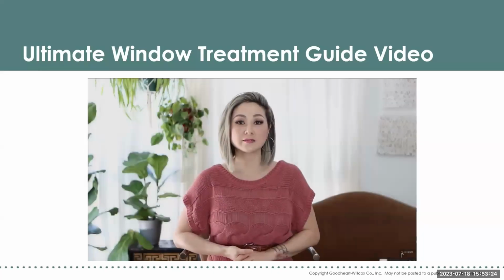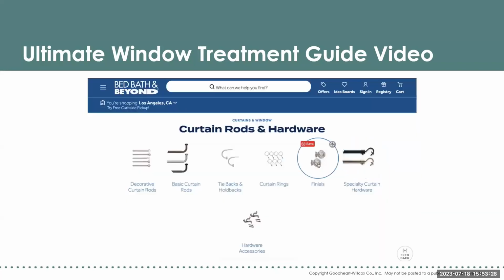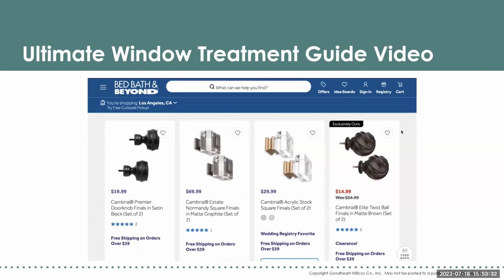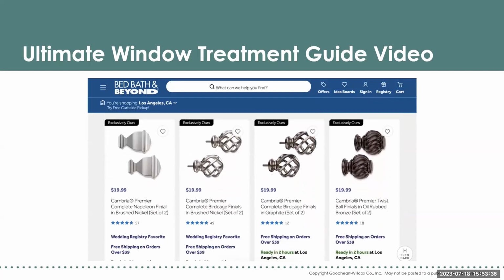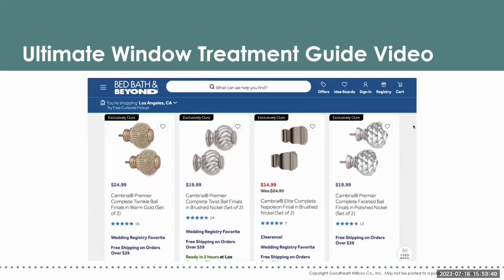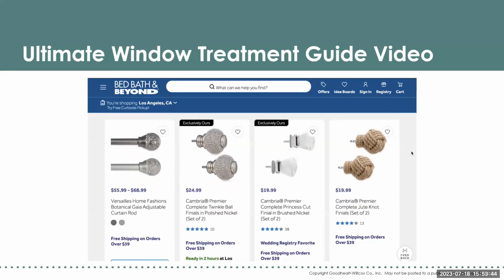Moving on to finials. Finials are those ornamental pieces that you add to the end of curtain rods. They're most commonly made from wood, metal, glass, or even acrylic, and they add a decorative touch to the window treatment. Choose your finial shape based on your style. Round ones are usually more traditional, cylindrical ones more modern. There's also pyramid, square, block, fleur-de-lis. They come in all shapes and sizes.